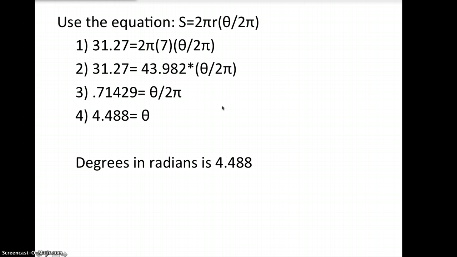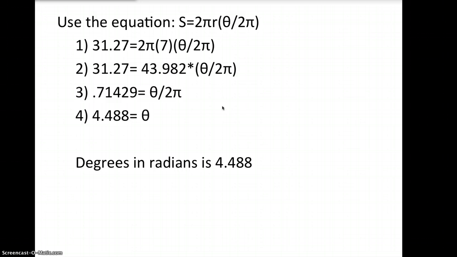So you use the equation again: s equals 2 pi r times theta over 2 pi. The first step is to plug in the known information like we did the first time. So we put 31.27 equals 2 pi times 7, which is the radius, times theta over 2 pi. We simplify that down to 31.27 equals 43.982 times theta over 2 pi. There we just multiplied the circumference together: the 2 pi r, the 2 pi times 7, is how we got the 43.982.